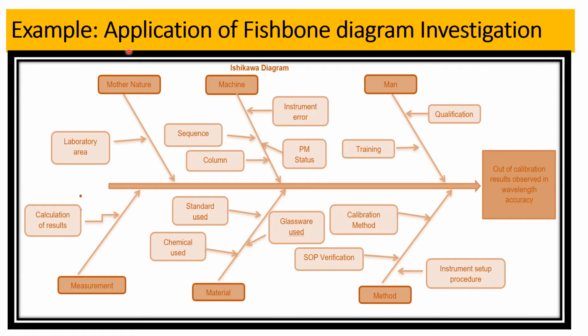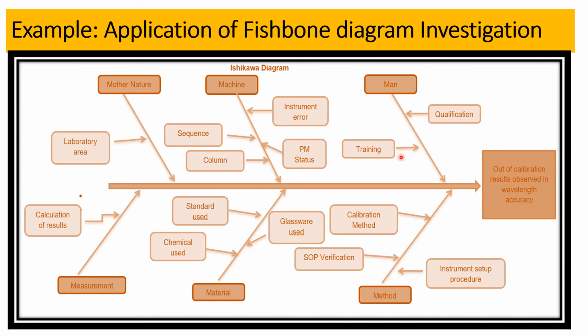So now in this slide we will discuss the application of fishbone diagram investigation with an example. Let's take an example where an out of calibration result is observed in the wavelength accuracy test, right? So man, method, machine, material, mother nature and measurement will be your potential causes, and the specific causes will be like this, all the branches we have mentioned, right? So let's start with the man.